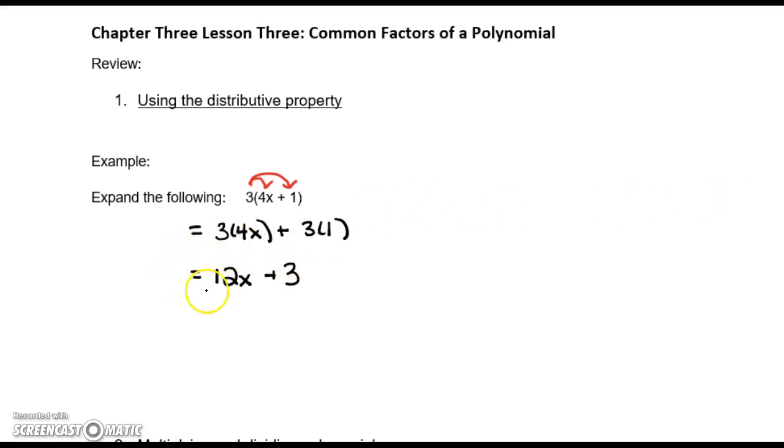So we're going to be starting with a polynomial like 12x plus 3 and writing it like 3 times 4x plus 1. So essentially what we want to do here is, here we multiply by the same number. So now what we want to do is remove a number that's in common with both of our terms.